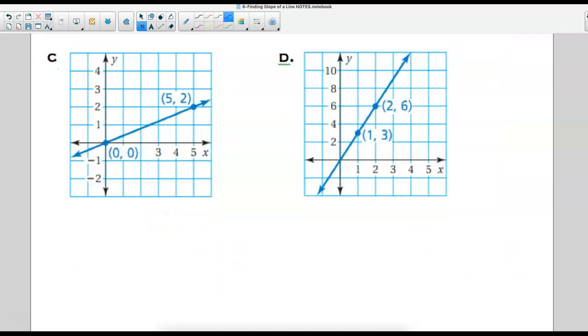So, looking at this one. Letter C. What do you think the slope would be? Let's see. 2 over 5. If we think of our step, I'm going to pick those 2 dots. Up 2 over 1, 2, 3, 4, 5 squares to get to the other one. So 2 over 5 is our slope. How about the next one?